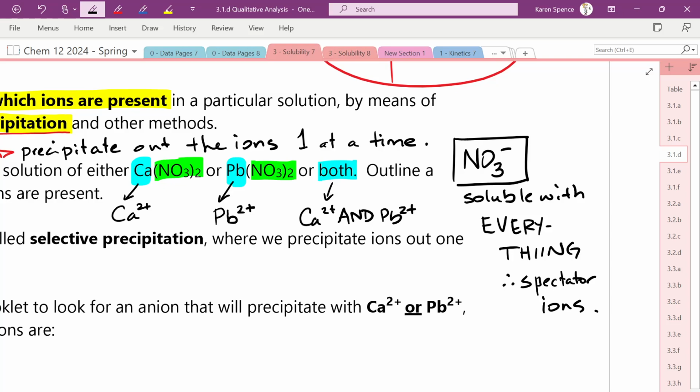And if you're like, hey, how do I know? Nitrate is soluble with everything. Where could you look? You could look on your data booklet. Please make sure you have your data booklet out. If you do not have a data booklet, but you know you have it at home, you can come borrow one of the white ones. If you believe you have lost the data booklet, you can come and get a new pink one from this shelf right here.